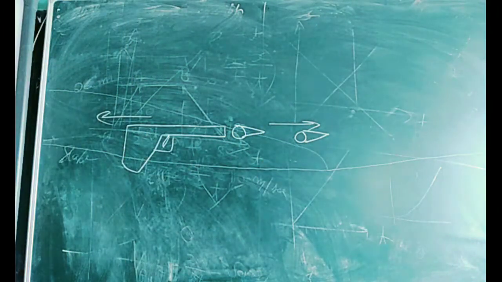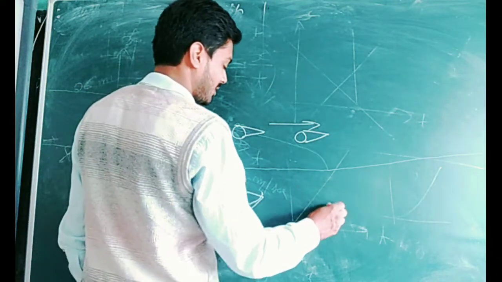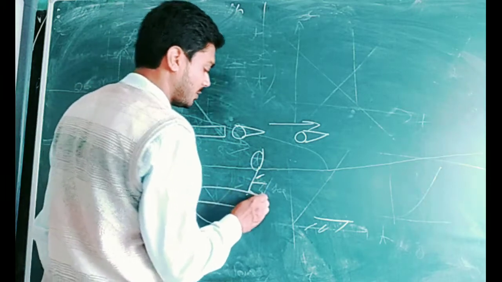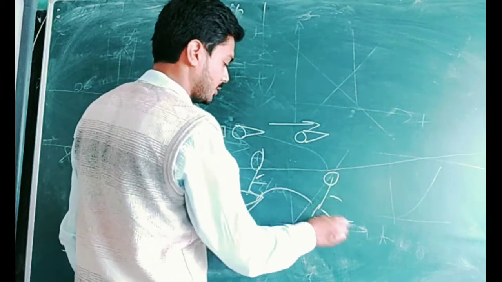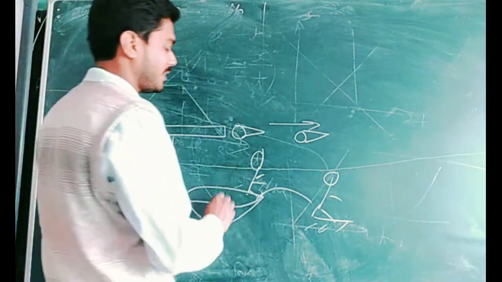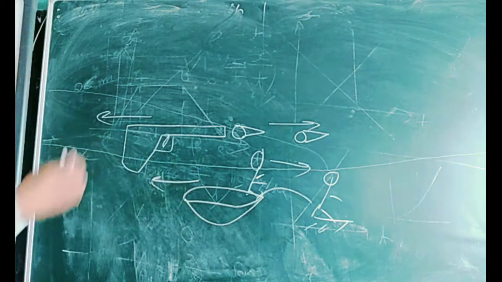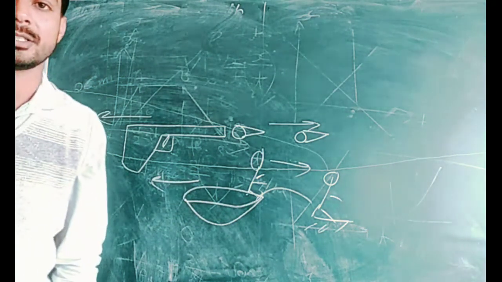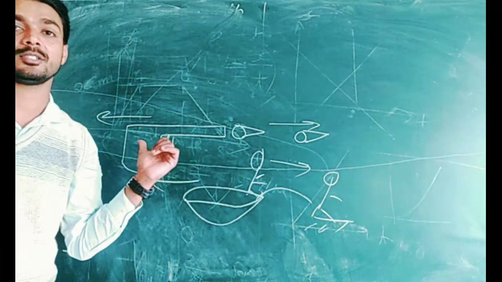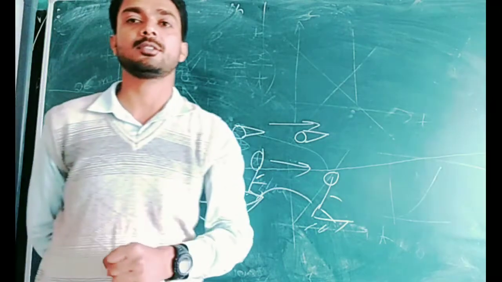Similarly, whenever you jump from a boat, suppose there is a boat and you want to jump out from this boat, then what happens? As you jump out from this boat, the boat starts to move in the backward direction. That means for every action there is an equal and opposite reaction.